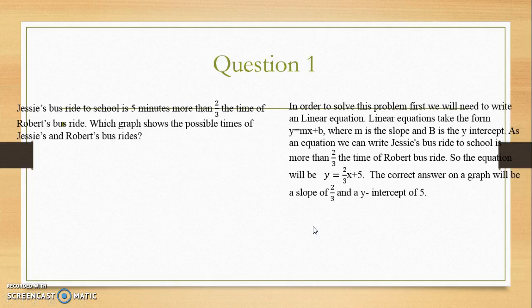Jesse's bus ride to school is 5 minutes more than 2/3 the time of Robert's bus ride. Which graph shows the possible times of Jesse's and Robert's bus ride? In order to solve this problem, first you'll need to write a linear equation. Linear equations take the form y equals mx plus b. M is the slope and b is the y-intercept. As an equation, we can write Jesse's bus ride to school is 5 more than 2/3 the time of Robert's bus ride. So the equation will be y equals 2/3 x plus 5.